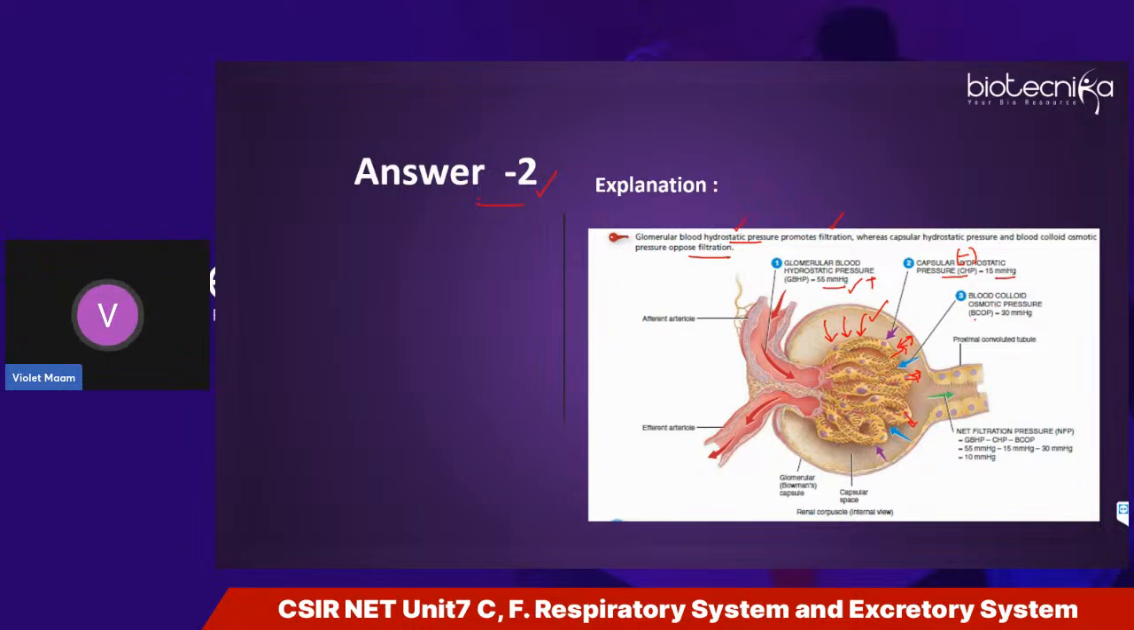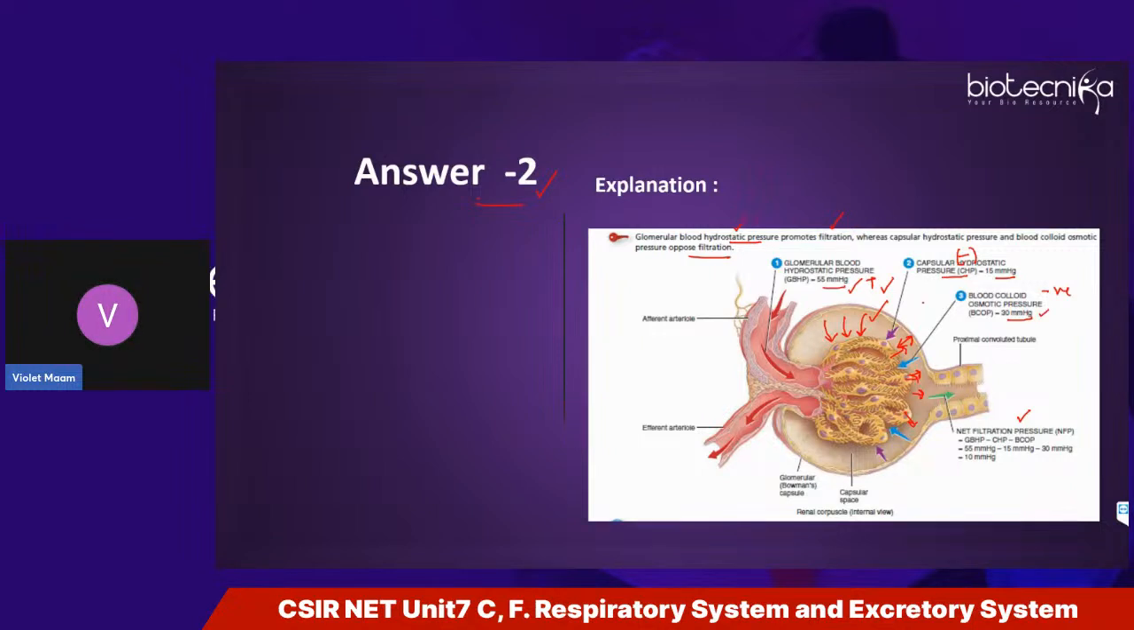So what is blood colloid osmotic pressure? So blood colloid osmotic pressure is the pressure that is generated because of the proteins. The proteins will also exert a pressure. Again, it will be a negative pressure. Okay, so according to this figure, it is 30 mm of mercury. So now if these two are negative and this is positive, so what will be the net filtration pressure? So if you have to calculate the net filtration pressure, you have to subtract the capsular hydrostatic pressure as well as the blood colloid osmotic pressure.